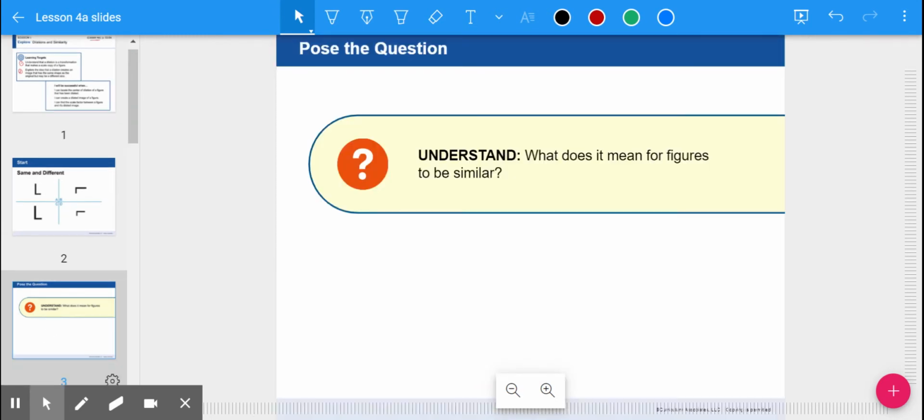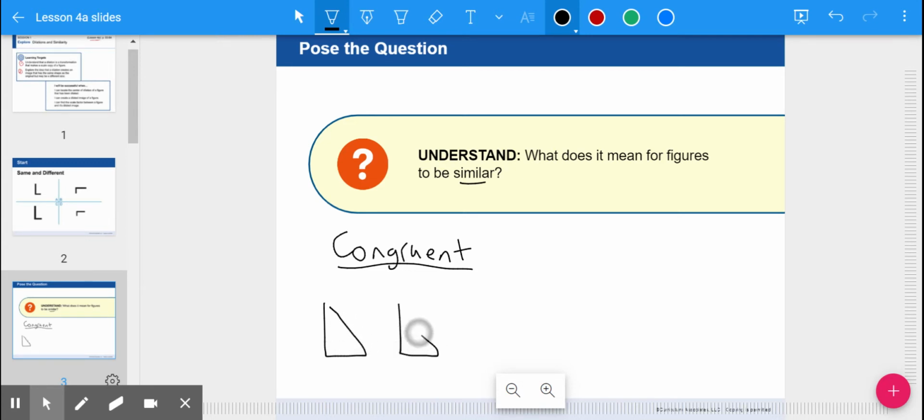So let's start off with a question that I'd like to pose to think about. What does it mean for figures to be similar? Similar, not congruent. We've been talking about congruent, but now we want to talk about similar. So if you were to draw 2 congruent figures in your book, you might draw a triangle and then the same exact triangle. Maybe it's rotated, maybe it's reflected, but maybe it's the same exact thing. And I know I did not make those perfect.